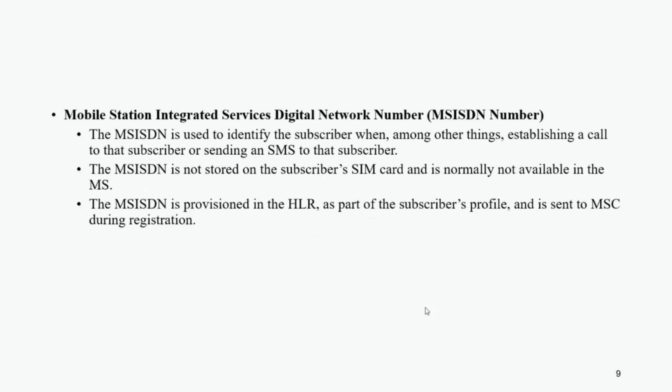The fourth identification is the mobile station integrated service digital network number, also called MS-ISDN number. The MS-ISDN number is used to identify the subscriber when, among other things, establishing a call to that subscriber or sending an SMS to that subscriber. The MS-ISDN is not stored on the subscriber SIM card and is normally not available in the MS. The MS-ISDN is provisioned in the HLR as a part of the subscriber profile and is sent to the MSC during the registration.